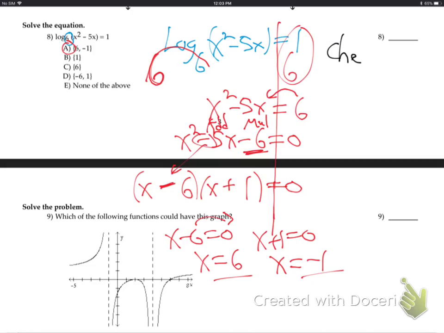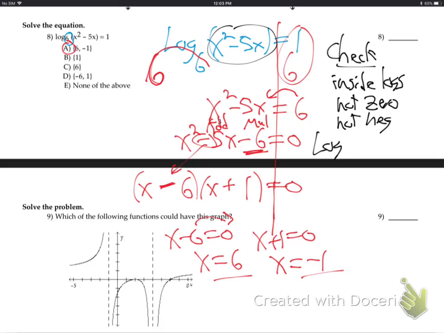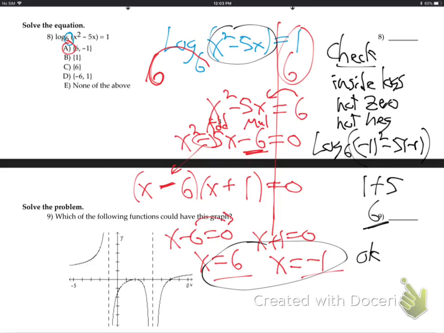So how do we check it? Inside of logs, not 0. Remember how they can't be 0 and they can't be negative. Not 0, not negative. So if I take that minus 1 and I put it back into this inside, we'd have log base 6, negative 1 squared minus 5 times negative 1. What's that going to be? 1 plus 5, 6. The inside is 6. It's okay. They're both good. The answer is A. Did that make sense?